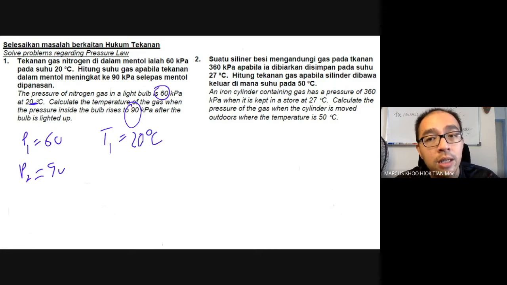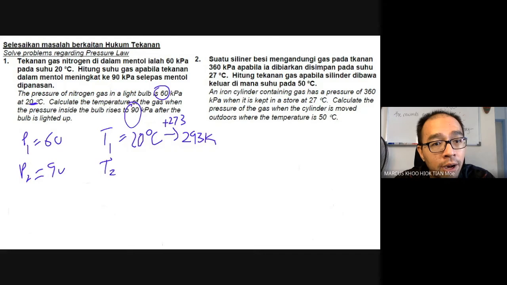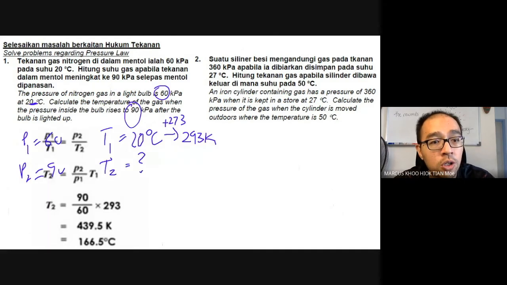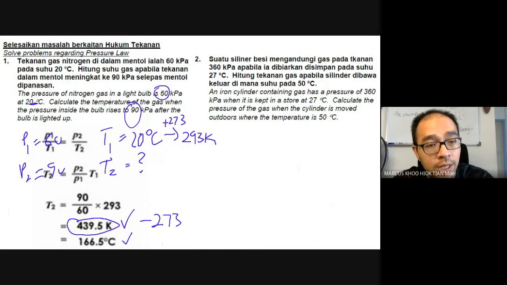But don't forget that we have to change degrees Celsius to Kelvin. When we change degrees Celsius to Kelvin, we will get 293 Kelvin. Remember, because we add 273. So my question now is, how do I find T2? You will get this answer: T2 equals 439.5 Kelvin, which I asked you to convert back to 166.5 degrees Celsius. How do you do this? You minus 273. So 439.5 minus 273, you will get 166.5.